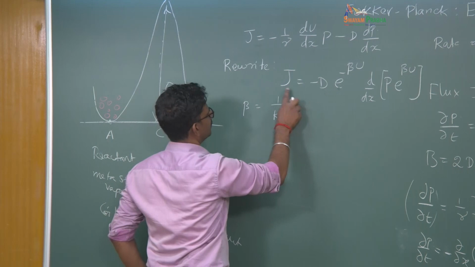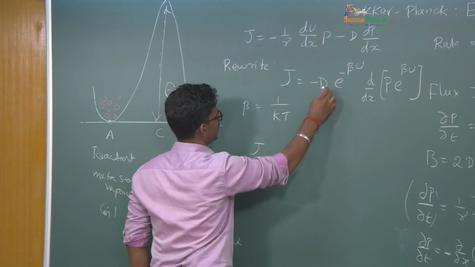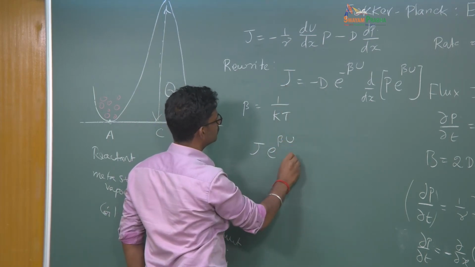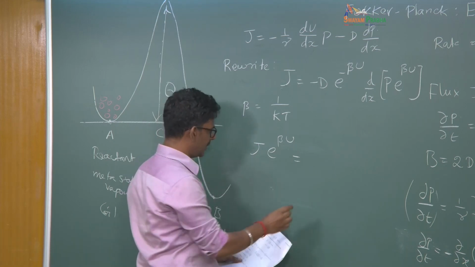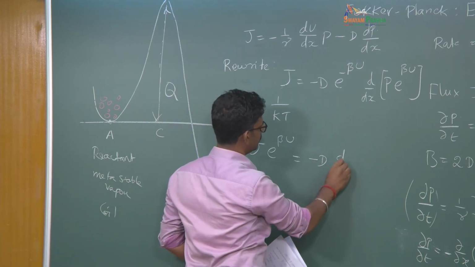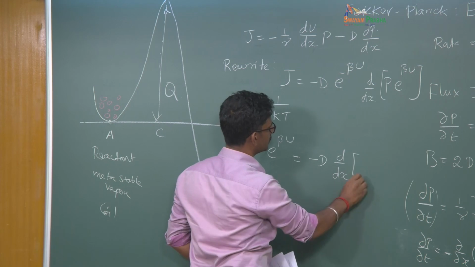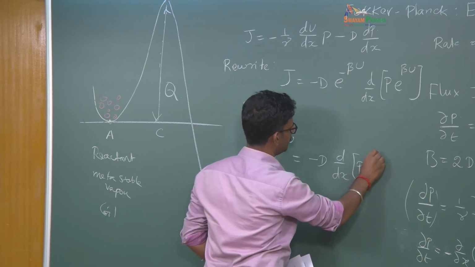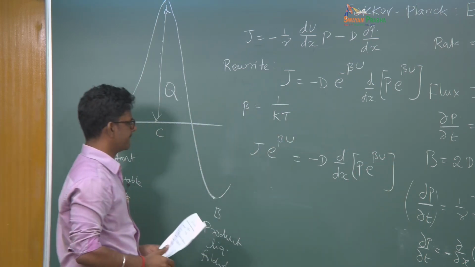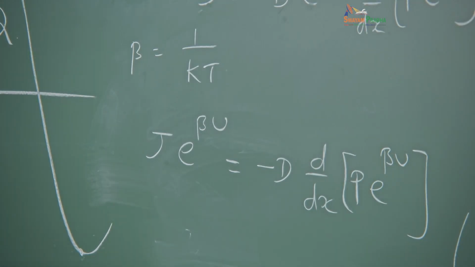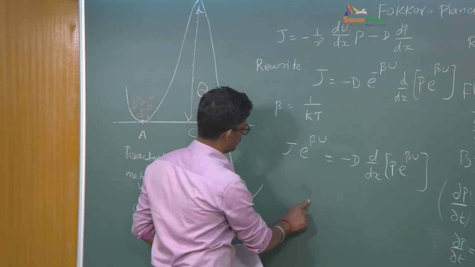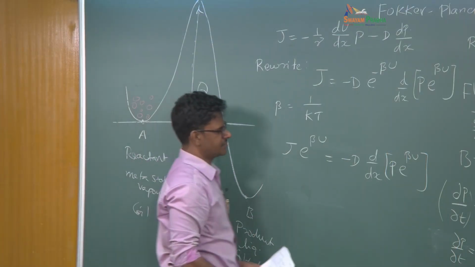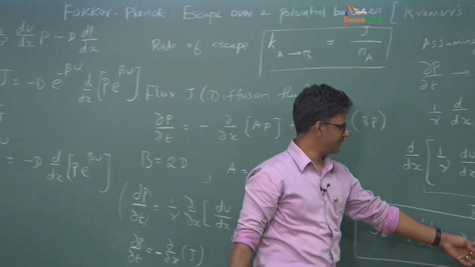So bringing this to the other side, J times e power beta u, you get minus d by dx of p into e power beta u. I already mentioned that J is constant because we are looking at quasi steady state conditions.